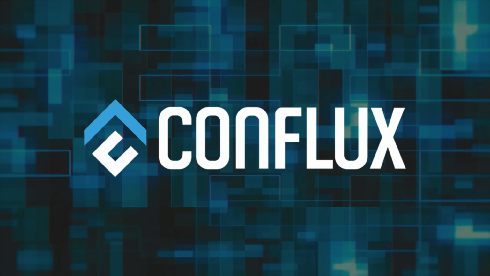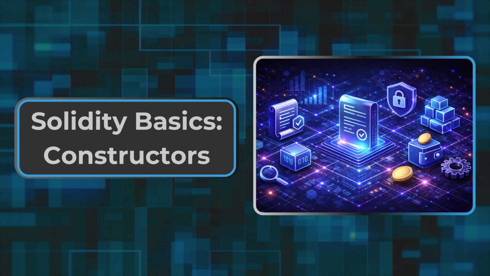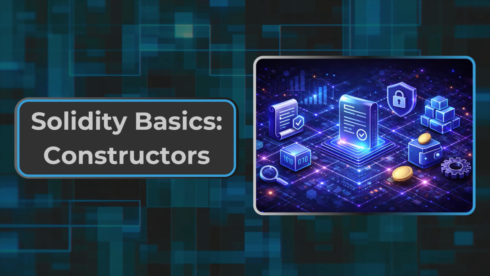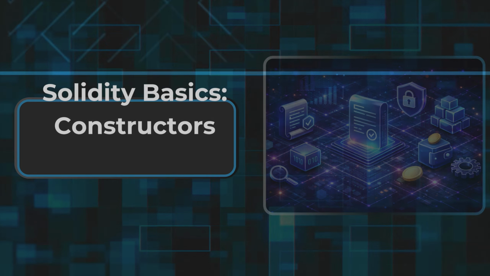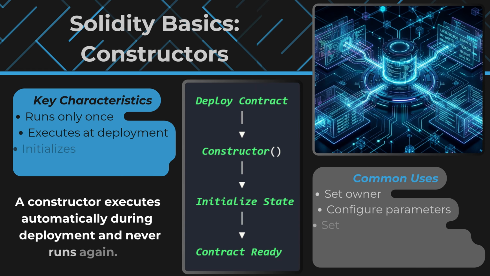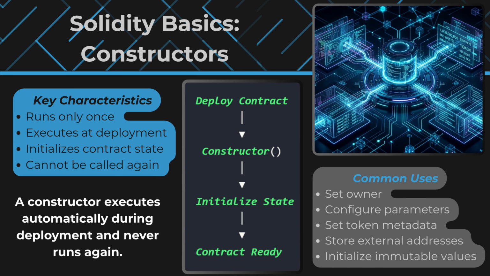In this video, we're going to talk about constructors in Solidity. A constructor is a special function that runs only once at deployment time. It is used to set the initial state of your contract before anyone starts interacting with it. This is where you usually set important values like owner addresses, token metadata, initial supply, or configuration parameters.